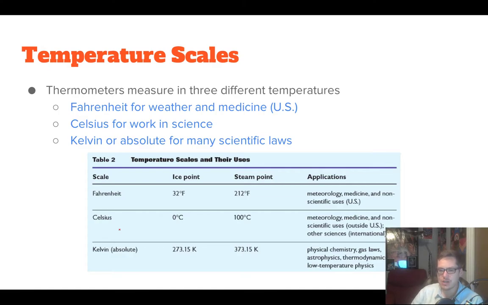The temperature scales, lots of these should be very familiar to you from Chem 1. All right, the Fahrenheit scale is based off of silliness. I'm pretty sure it's based off of the freezing and melting point of brine. But anyway, the ice point or the freezing point is 32 degrees Fahrenheit. The steam point or the boiling point for water is 212 degrees Fahrenheit. Celsius 0 and 100, and Kelvin 273.15 and 373.15. Notice that the difference between the freezing and the boiling point in Celsius and Kelvin are exactly the same.